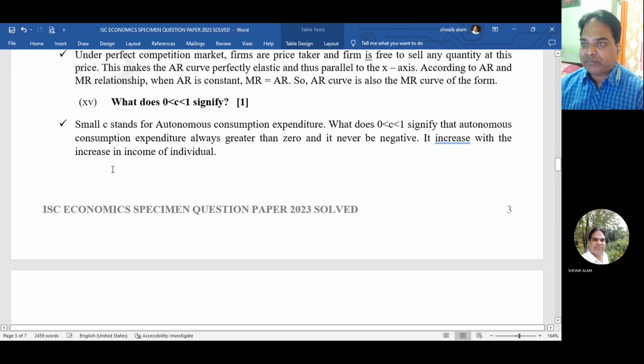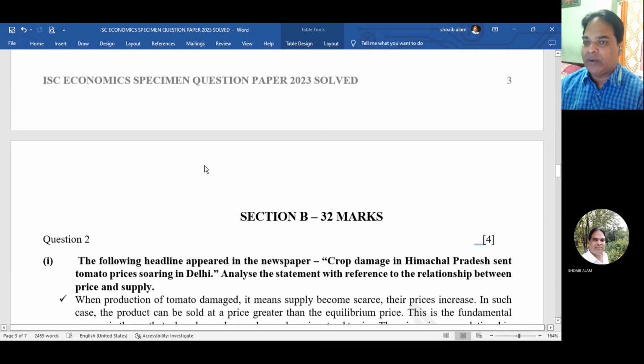Number 15. What does this signify? Small c stands for marginal propensity to consume, and 0 less than c less than 1 signifies that it is always greater than 0 and never negative. So it increases with the increase in income of the individual. So number 15 is also over.